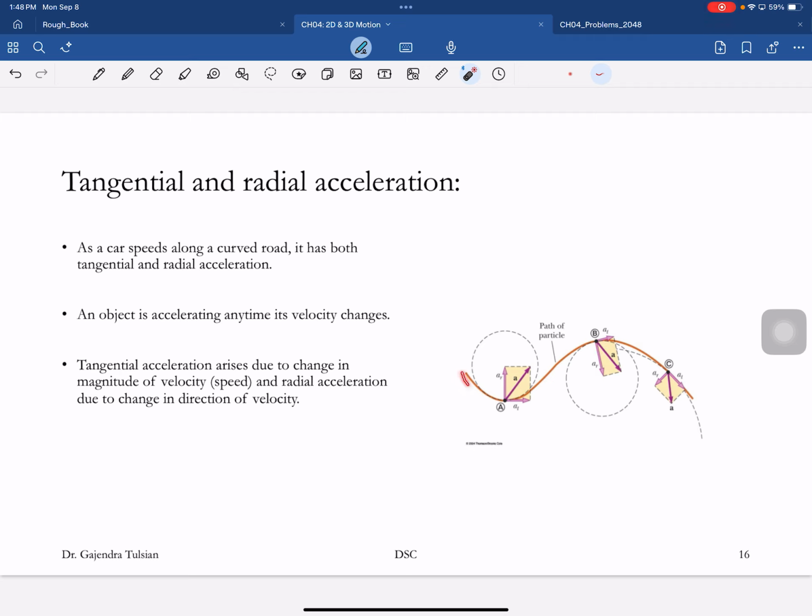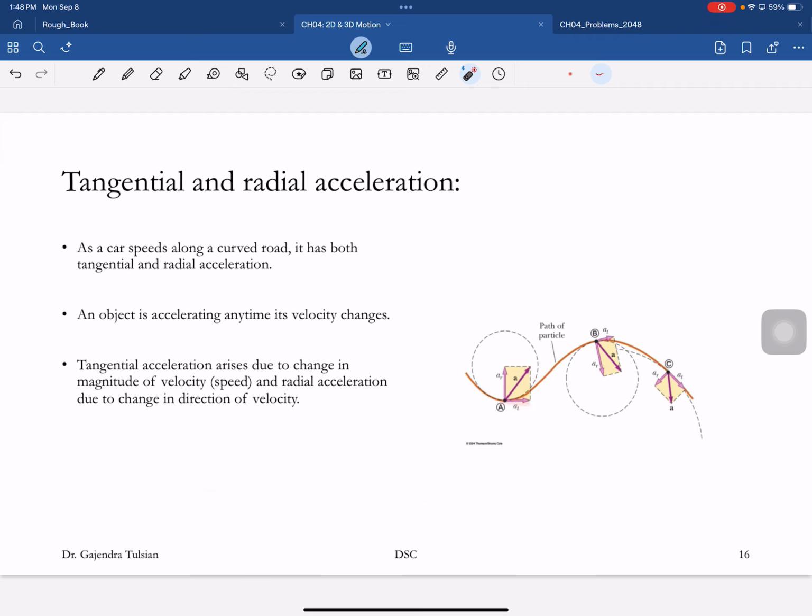So you can go on a curved road, and if your speed is not changing, this tangential acceleration will be zero. When do you have a radial acceleration? When your direction changes. So when you're going on the curved portion, that's when you'll have radial acceleration. When you're going on a straightaway, you won't have any radial acceleration. Your speed can change all the same, but when you're going on a straight road, you don't have radial acceleration.